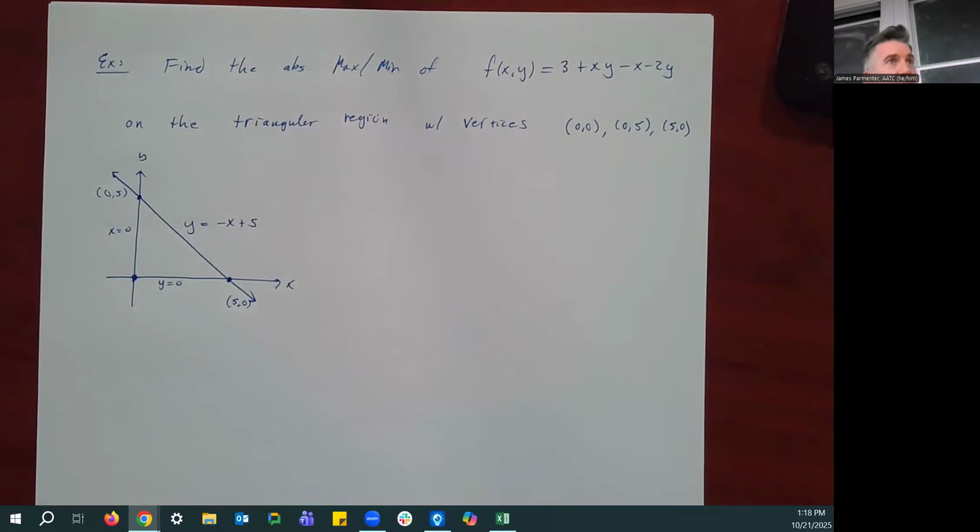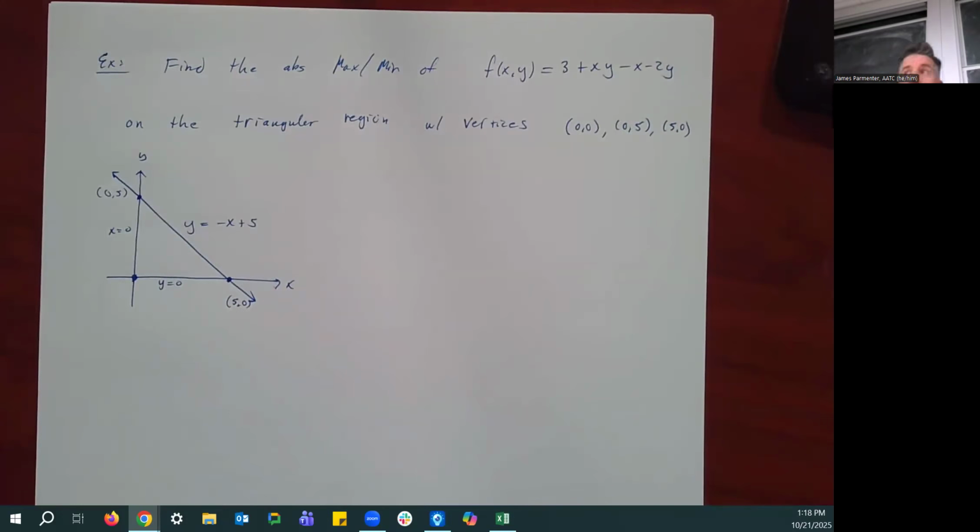Usually, if it's a triangular region especially, the line they're going to give you 9 times out of 10 has a slope of +1 or -1, and usually the y-intercept is not hard to find. So whatever slanty line you have in the triangular region, most often will be pretty nice to find.